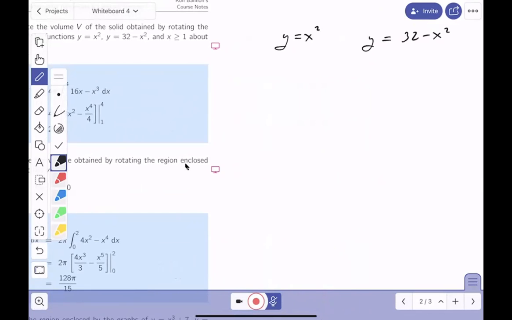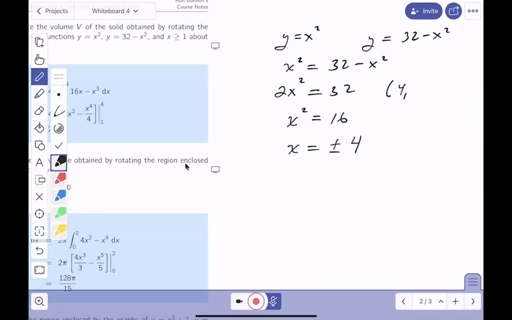So the first thing I would like to do is just find the point of intersection by setting them equal. So x squared would equal 32 minus x squared. I would add x squared to both sides. That would give me 2x squared equals 32. I would divide through by 2. I would get 16. And what do I get over here? I would get x equals plus or minus 4. So I got 2 points of intersection. And that would be 4, 16. You can check that if you like. And minus 4, 16. Right?